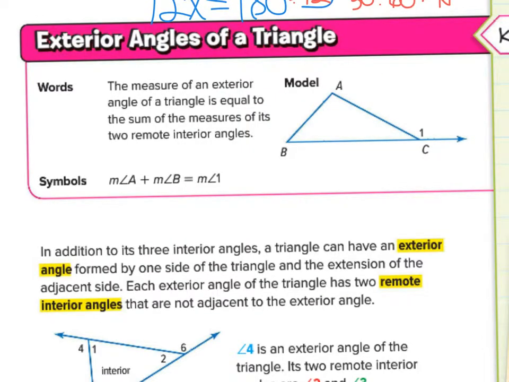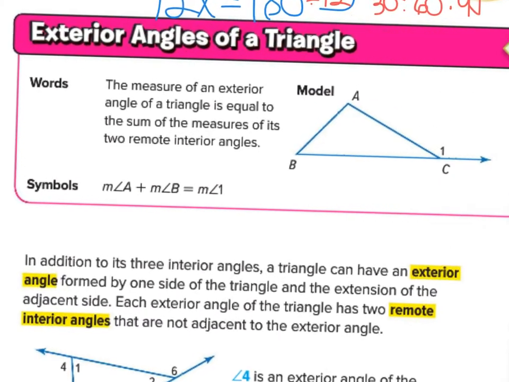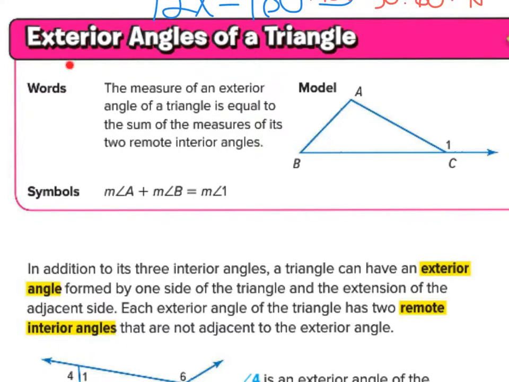Okay, now we have moved on to our second key concept of this lesson. And here we go. Now we're talking about exterior angles of a triangle. The measure of an exterior angle of a triangle is equal to the sum of the measure of its two remote interior angles. So here we go.